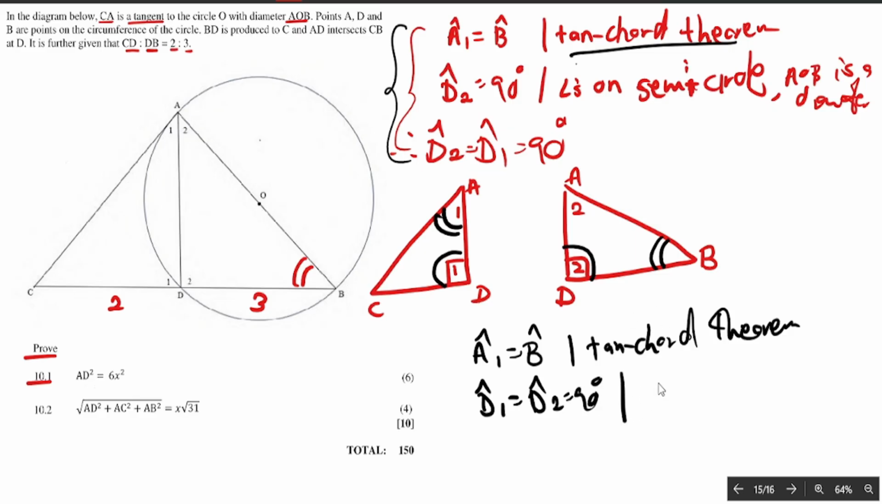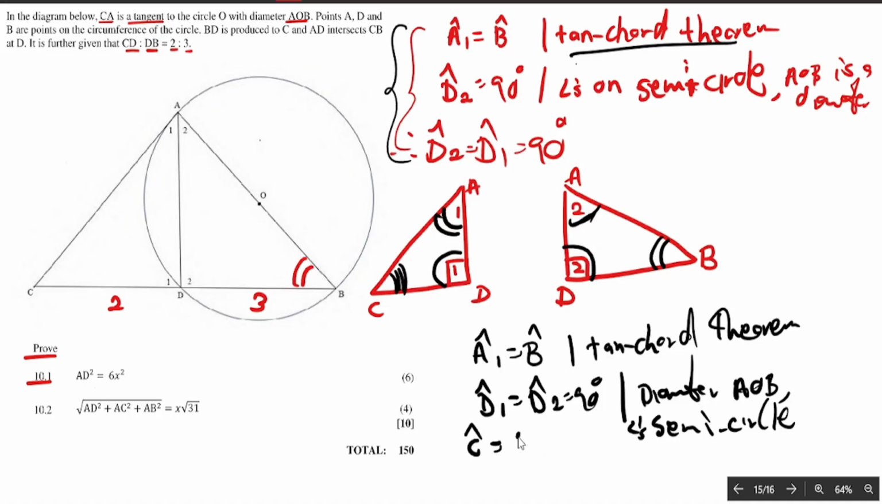And how did you prove that? We proved that using the diameter AOB. But the basic reason is angles on a semicircle. Right, fine. So since we've proven these, then we are left with this one here. So this is just going to be the third angle, right? So angle C is equal to angle A2. Reason is third angle of a triangle, right?